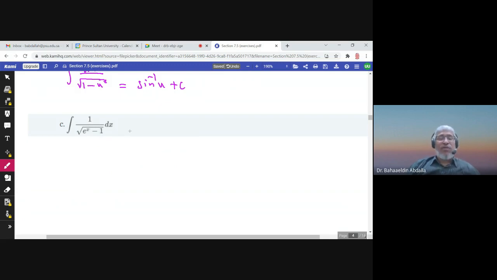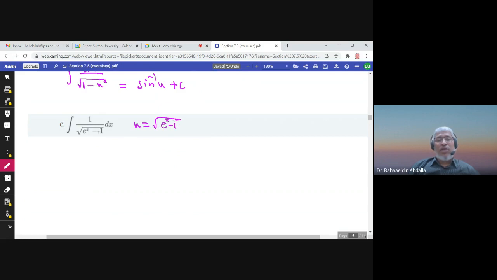Here, what can I do? There is no derivative outside, nothing to follow, no formula, no section, I mean, no special technique. So I have a square root, so let me take the square root, let me call it u. So u equals the square root of e to the power x minus 1.